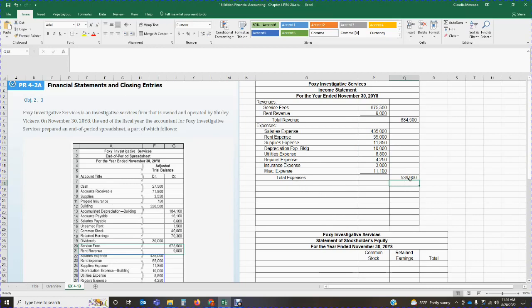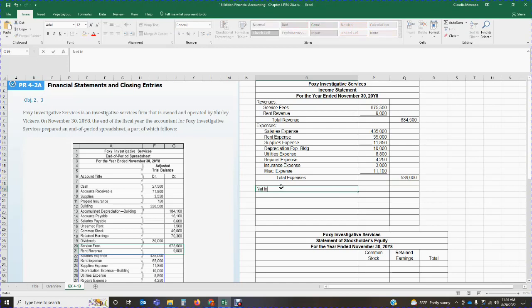So what is greater, your revenues or your expenses? In this case, our revenues are greater than our expenses. Remember, if revenues are greater than expenses, we've got net income. If your expenses are greater than your revenues, then you've got a net loss. Okay? So in this case, we've got a net income because we have more revenues than expenses.